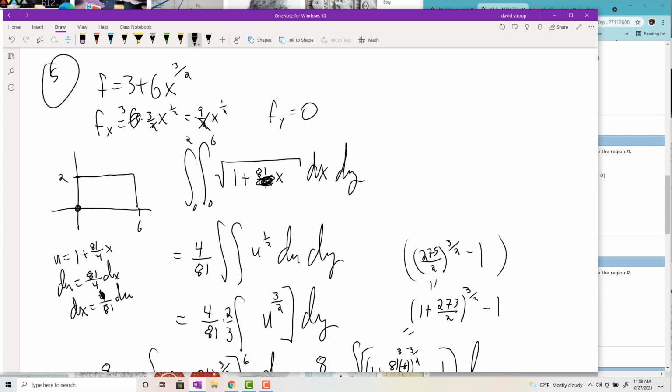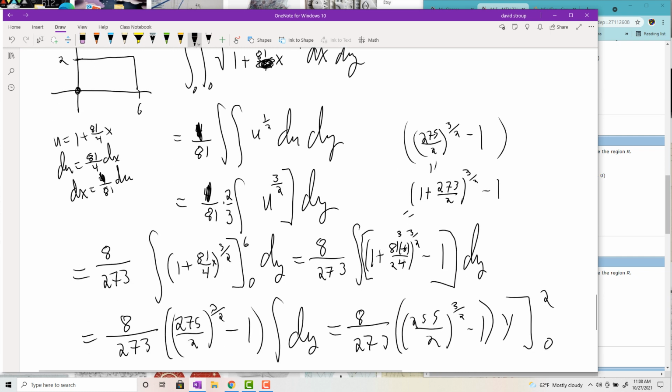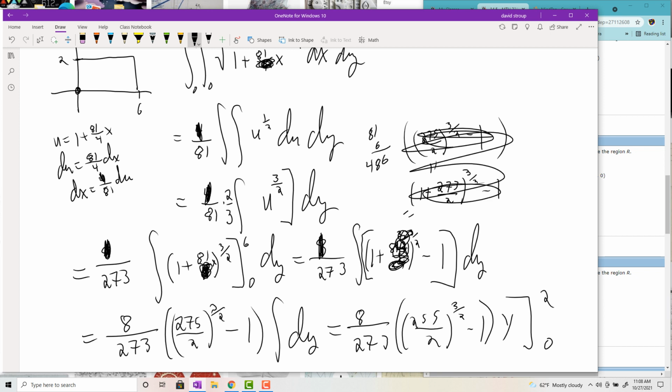This would be 1 over 81. This will be 81 over 1. So redoing this one then, 81 times 6. So you have 6 and then 48 plus 1 is 487. So this is 487 to the 3 halves instead.